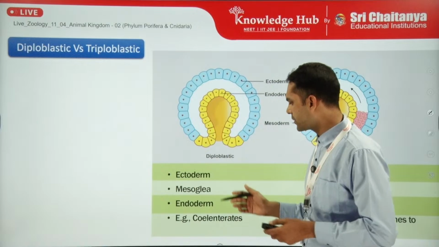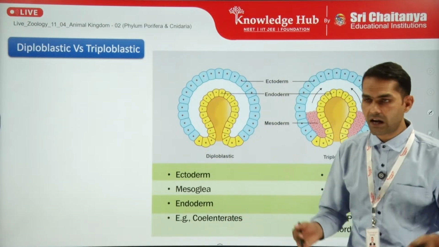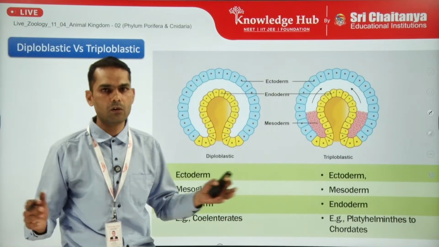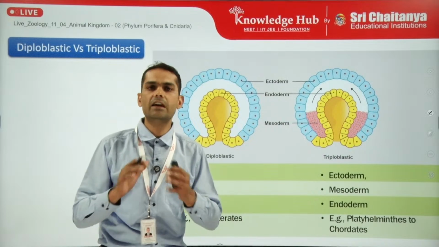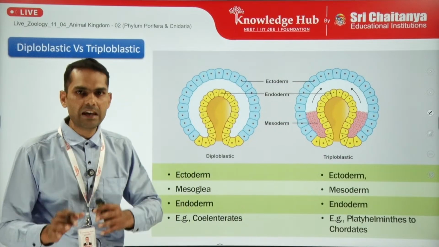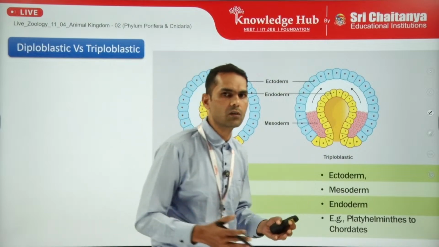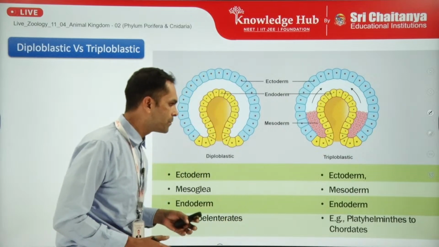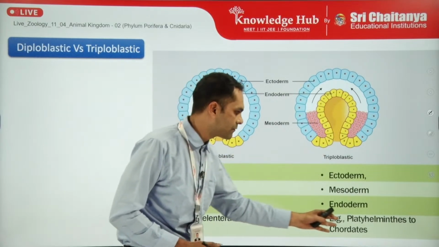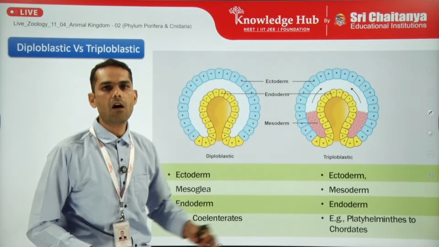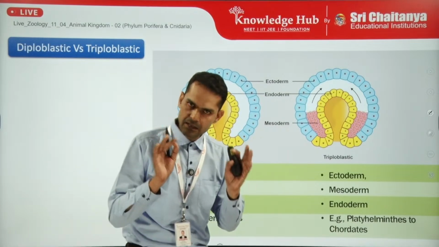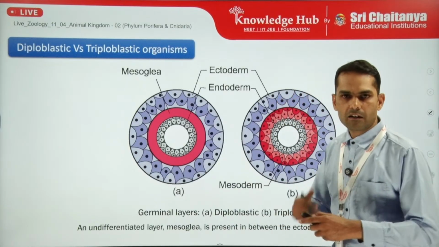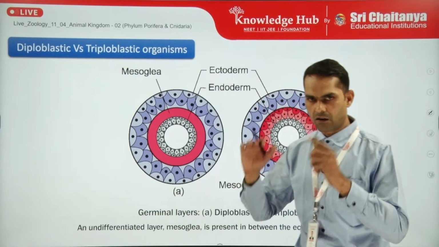Some examples are also mentioned, like coelenterates, ctenophora again. So these are diploblastic. Porifera is cellular aggregation, so there will be no tissue differentiation, no tissue formation, there will be no germ layer, so it will not be categorized into either diploblastic or triploblastic. So here we can see in the triploblastic, from platyhelminthes to chordates, all are triploblastic without any single exception.